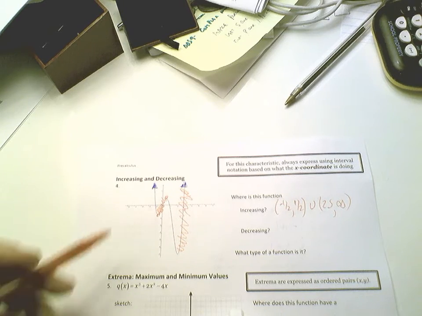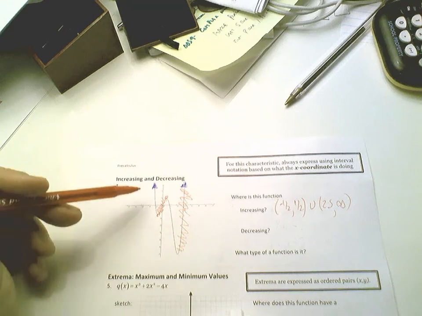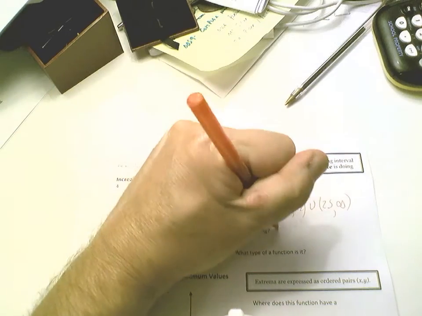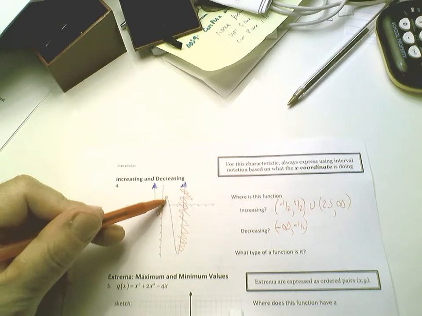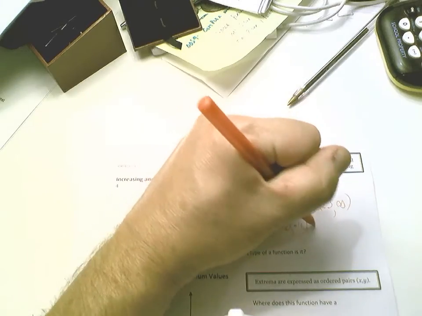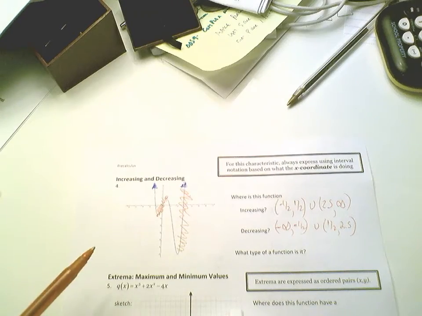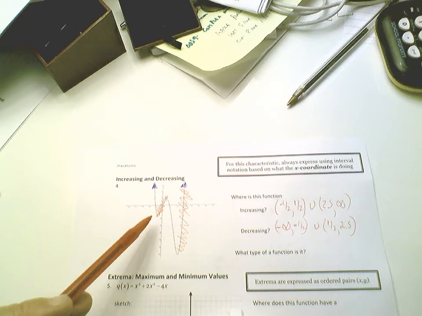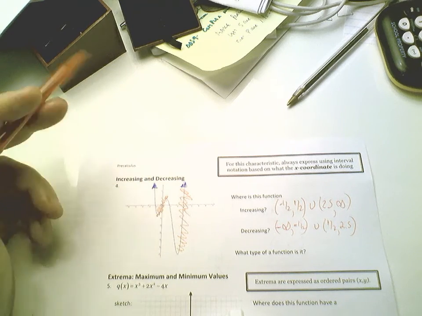The things that I haven't shaded represent where this function is decreasing: from -infinity to -1/2, and from 1/2 to 2.5. And there we have it. What's the important thing to note? I am giving my answer in terms of the x-coordinate. So when you're talking about increasing or decreasing, your answer is based off the x-coordinate.